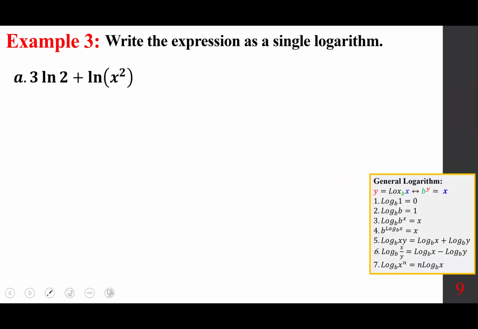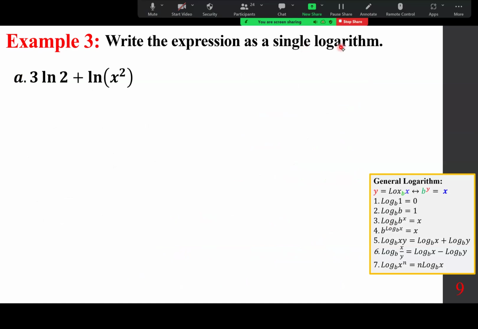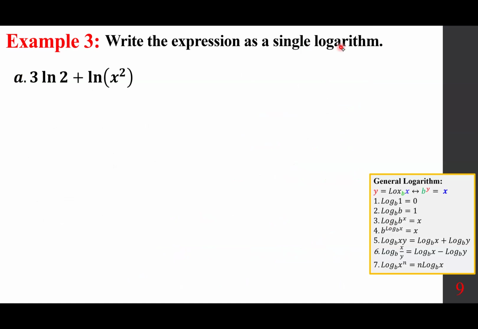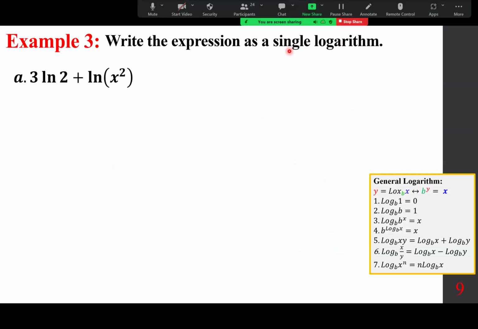Now the reverse process: write the expression as a single log. Now we want to put them back together. Again, you can do it in one shot or in several steps. Ultimately, with enough practice, you can cut the number of steps. So this one, remember, we want to put it into a single log, and that's the key.